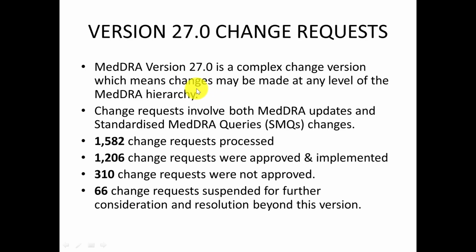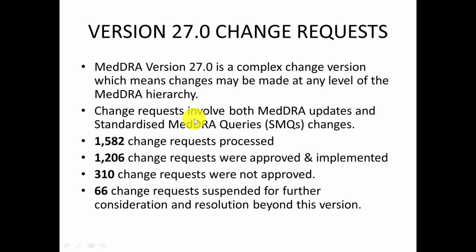Major or critical changes are made in March, while simple or non-complex changes are generally done in the month of September. So this is the March change. There are critical, complex changes which are made at any level of the MedDRA hierarchy. We will see what exactly the hierarchy is, for those who are not aware of it.